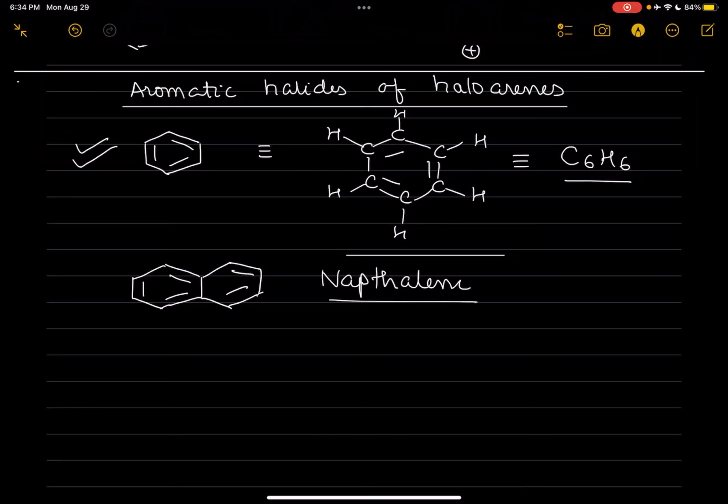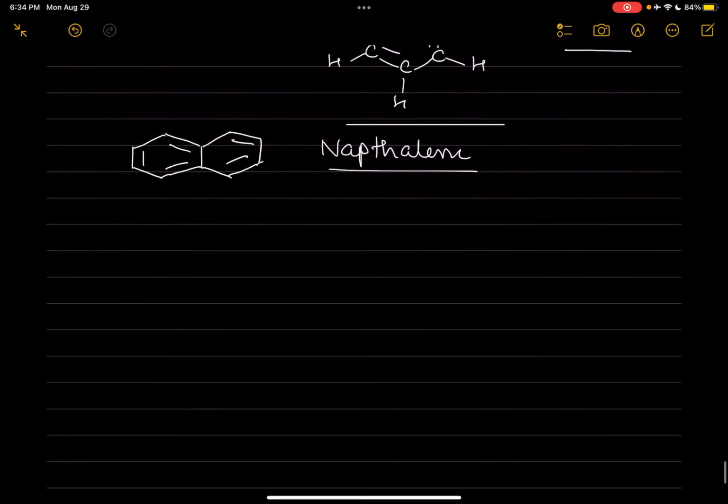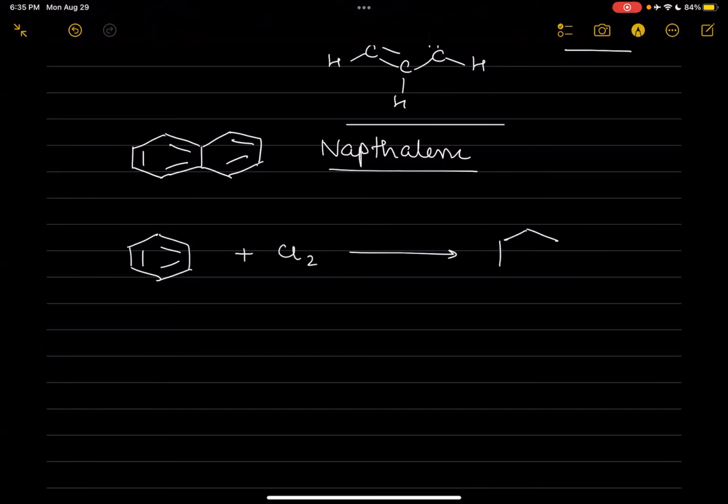Okay. So now the question is, Arpit, how can we prepare, suppose if we have halide connected to it, Anushka, that is called aromatic halide, right? Yes, sir. So how do I carry out this reaction?